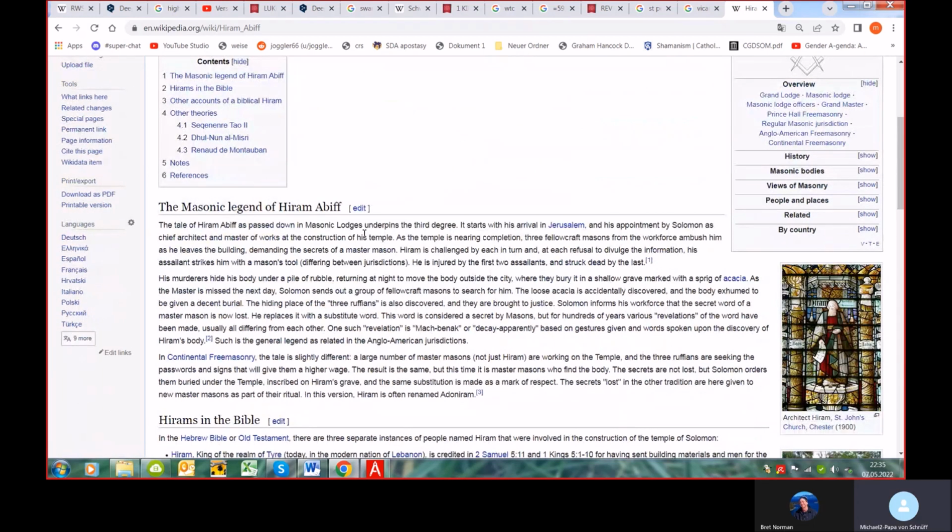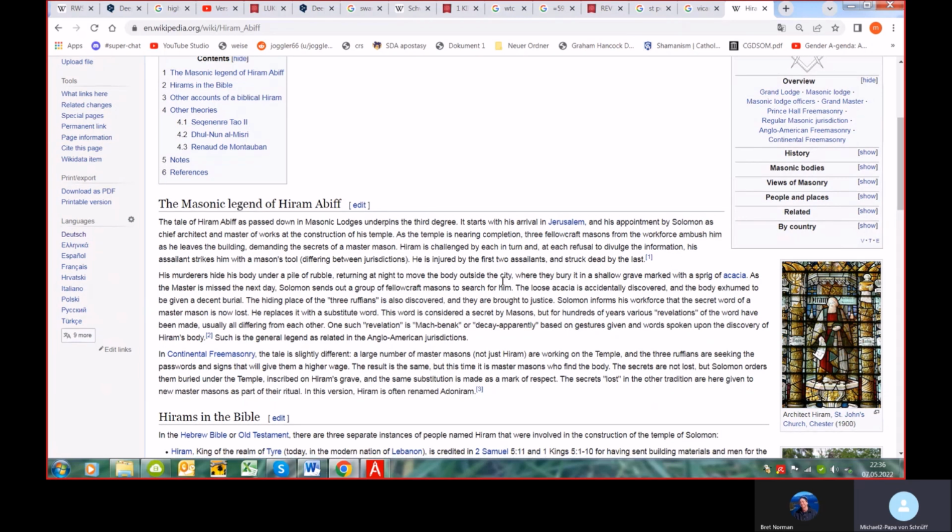The tale of Hiram Abiff, passed down in Masonic lodges, underpins the third degree. It starts with his arrival in Jerusalem, where he is appointed by Solomon as chief architect and master of works at the construction of his temple. As the temple is nearing completion, three fellow craft masons from the workforce ambush him as he leaves the building, demanding the secrets of a master mason. Hiram is challenged by each in turn, and as each time he refuses to divulge the information, his assailant strikes him with a mason's tool, differing between jurisdictions.